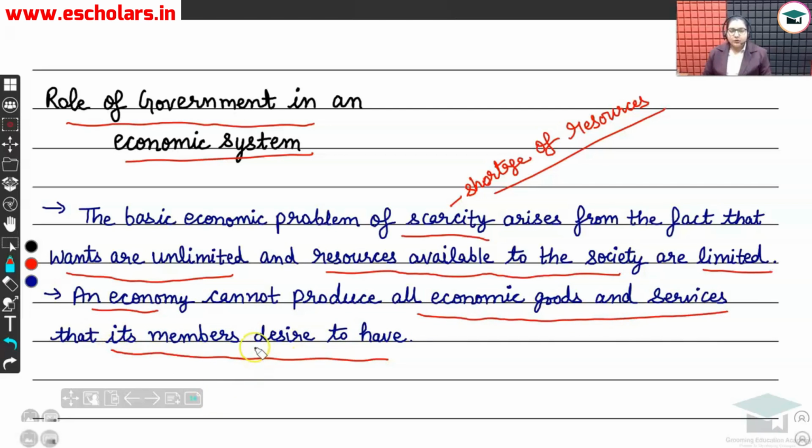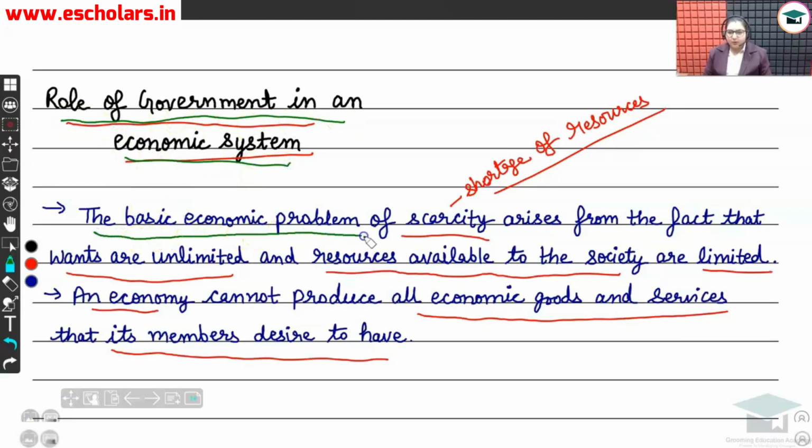Okay, so that's why the economy has to make decisions about what to produce, how to produce, and for whom to produce. Okay, and how much resources should be set apart in order to do economic growth or to enhance the productive capacity in the near future. So let's have a look. Role of government in an economic system.